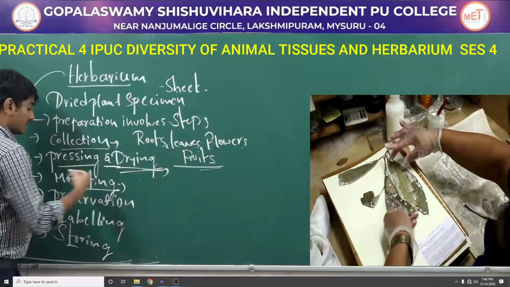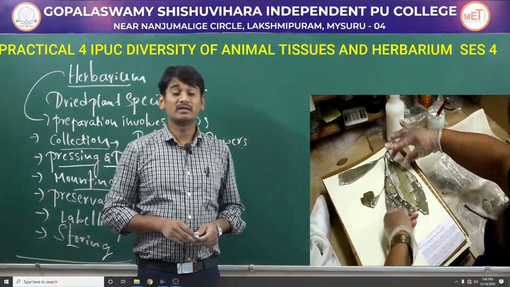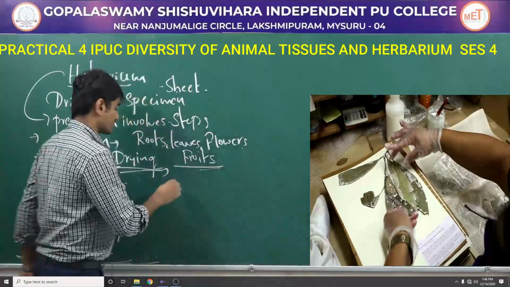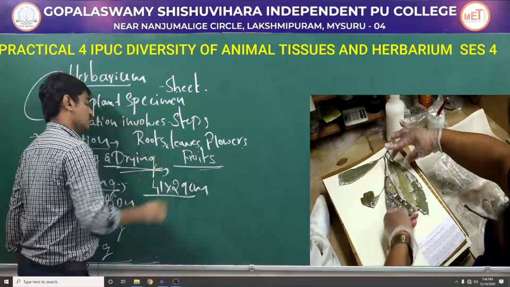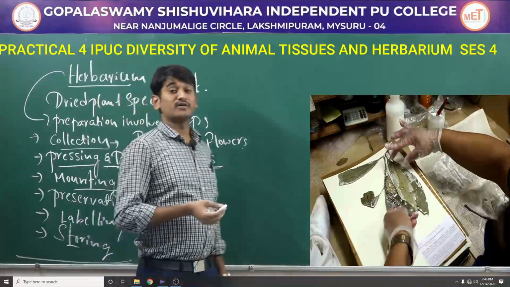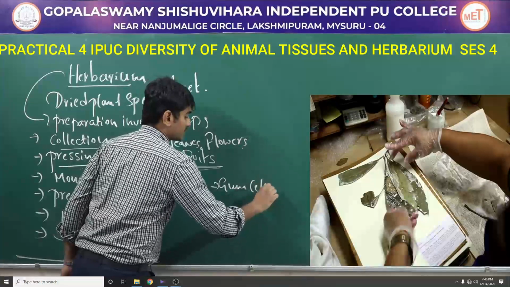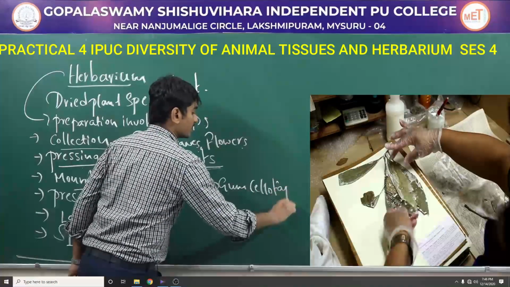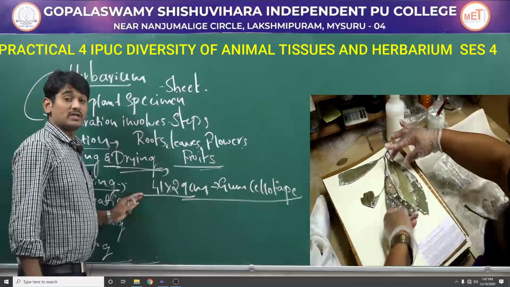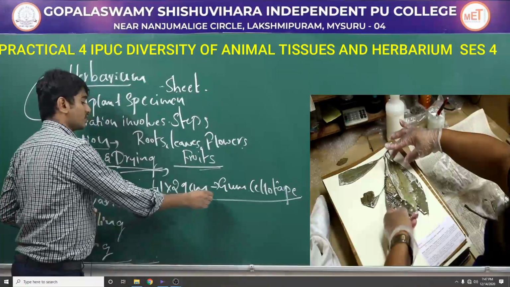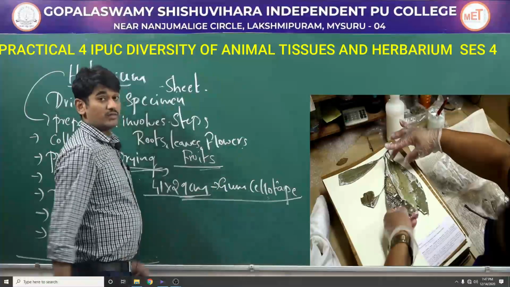The third step is mounting. During the mounting process, the dried plant specimen is mounted on standard herbarium sheets, which means 41 by 29 cm. For the mounting process, we can use gums or cello tape. The dried plant specimen is mounted on the standard herbarium sheet of 41 by 29 centimeters using gums or cello tape. These are all about the mounting process.